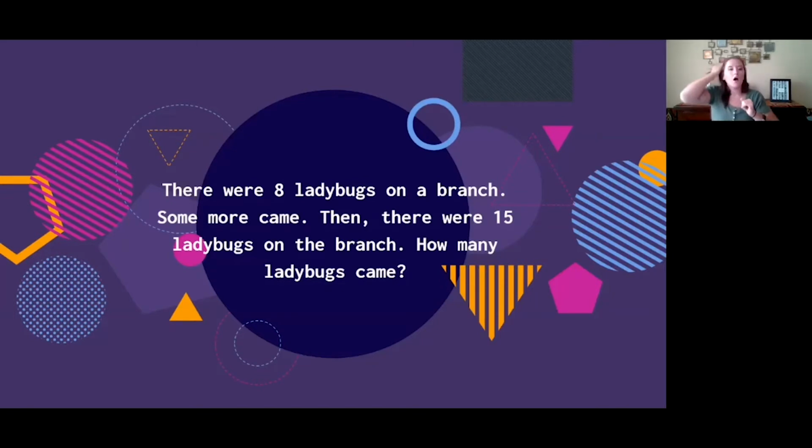Let's go. All right. There were 8 ladybugs on a branch. Some more came. Then there were 15 ladybugs on the branch. How many ladybugs came? You ready to solve it? I knew it. All right.